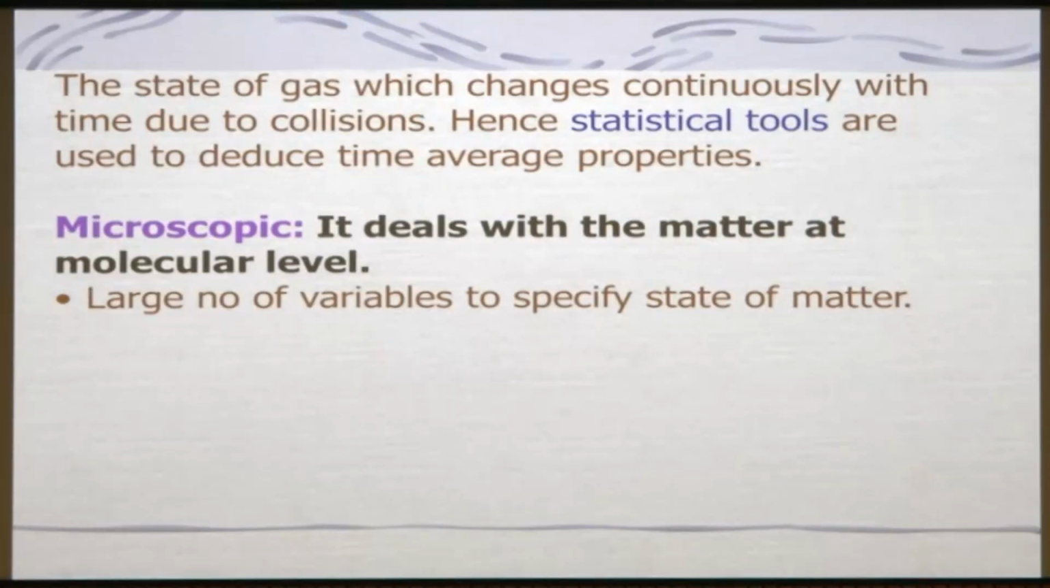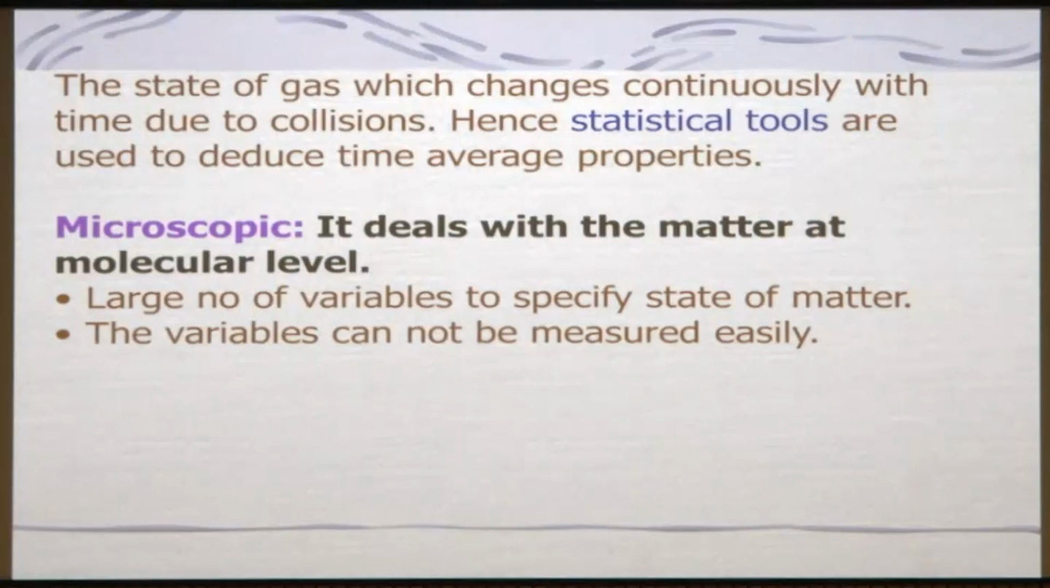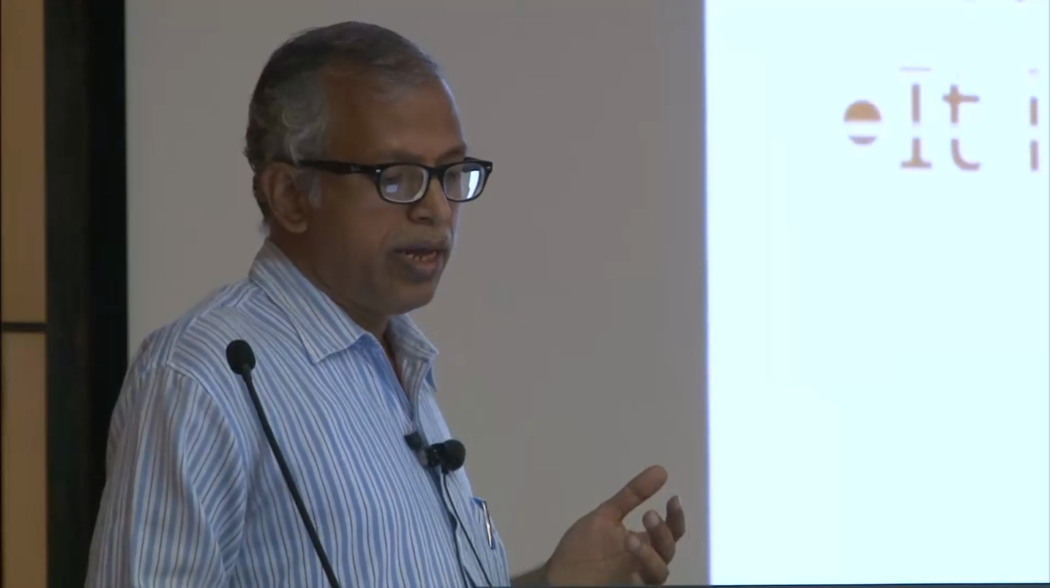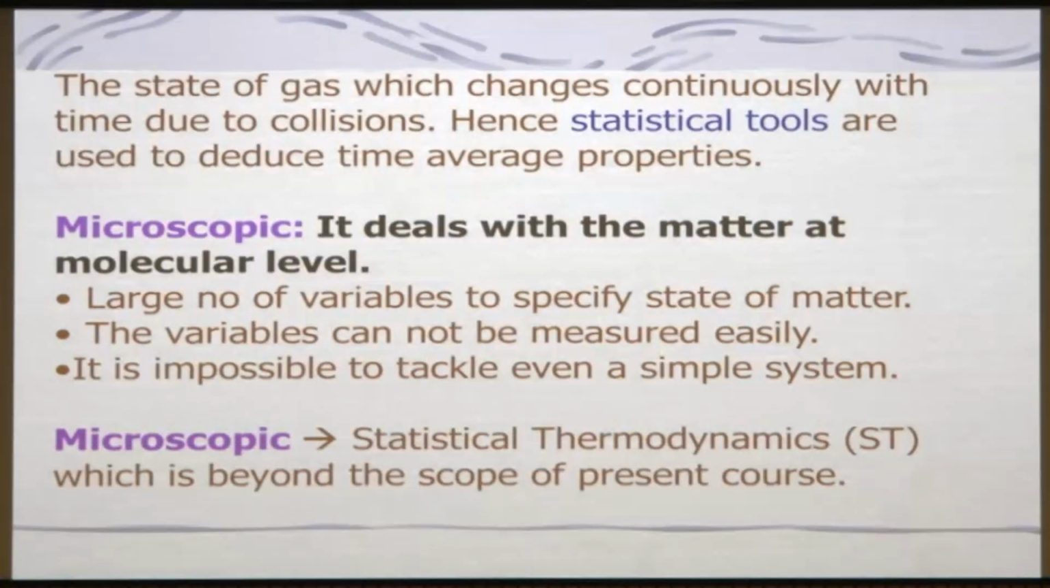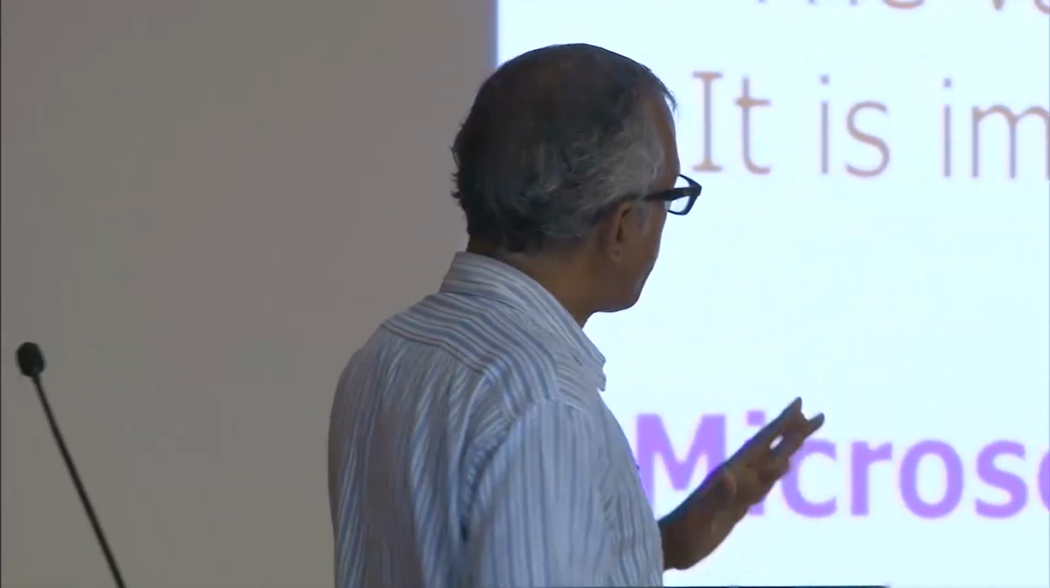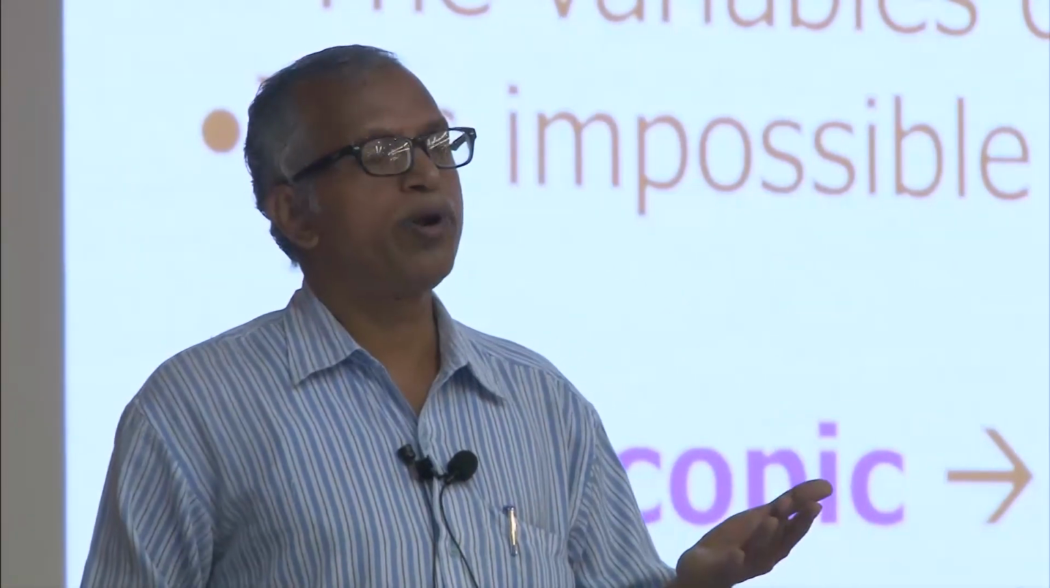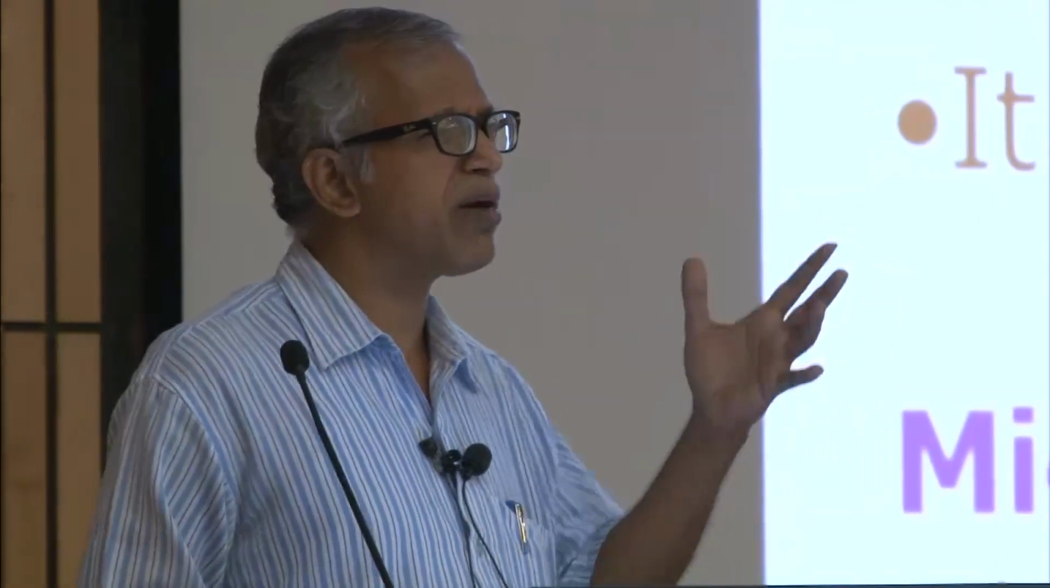In this case, a large number of variables are needed to specify the state of the matter, and the variables cannot be measured easily. If I want to look at a molecule that is interacting, what is its mass and what is its velocity is very difficult to measure, and it is impossible to tackle even a simple system. Therefore, we use the statistical tool, and the thermodynamics that uses it is known as statistical thermodynamics, which is beyond the scope of the present course. We will not be dealing with it. Maybe if you are interested, you can take other courses in our institute, maybe in the Department of Physics and Chemical Engineering, they do offer it.